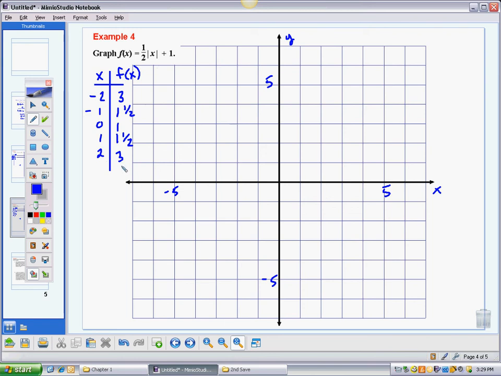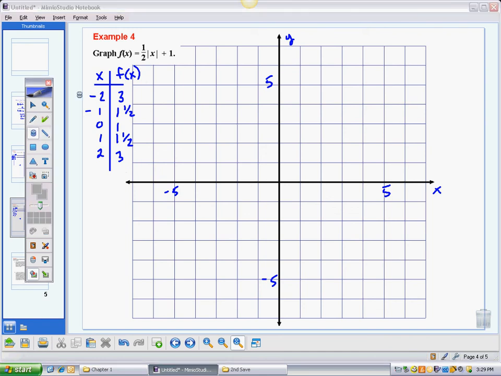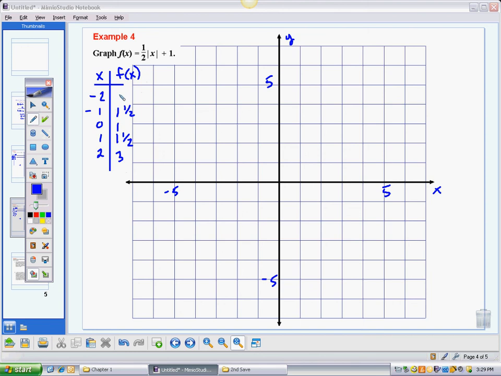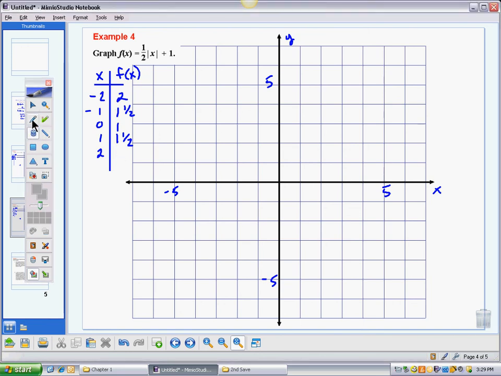That doesn't seem right. I made a mistake there. Sorry. Even back here, -2. Absolute value of that is 2 times 1/2 is 1 plus 1 is 2. Sorry about that. And the same thing with +2. And notice the symmetry that's going on here with the inputs and outputs. We can definitely use that to speed up this whole graphing process.